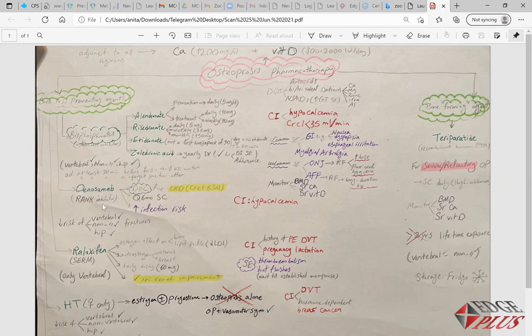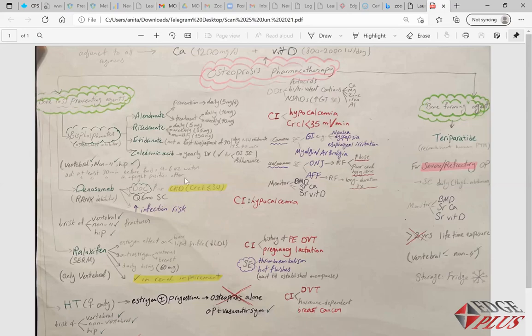For each of these medications, we're going to review the effects. Drug-drug interactions: antacids, polyvalent cations, and NSAIDs because of increased risk of GI side effects. Contraindications are hypocalcemia and creatinine clearance less than 35. Common side effects are GI side effects and muscle or joint pain. Uncommon ones are ONJ and AFF. The risk factors for osteonecrosis of the jaw are high dose as well as poor oral hygiene. For the other one, the risk factor is long duration treatment with bisphosphonates. Monitoring parameters are bone mineral density, serum calcium, and serum vitamin D.